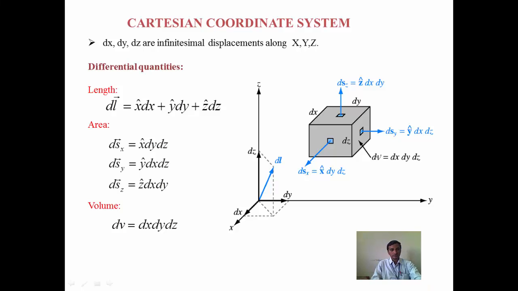Now it's time to write the vector, differential length and differential volume for the given vector ax into ax plus ay into ay plus az into az. It's time for you to write the differential length, differential area and differential volume.